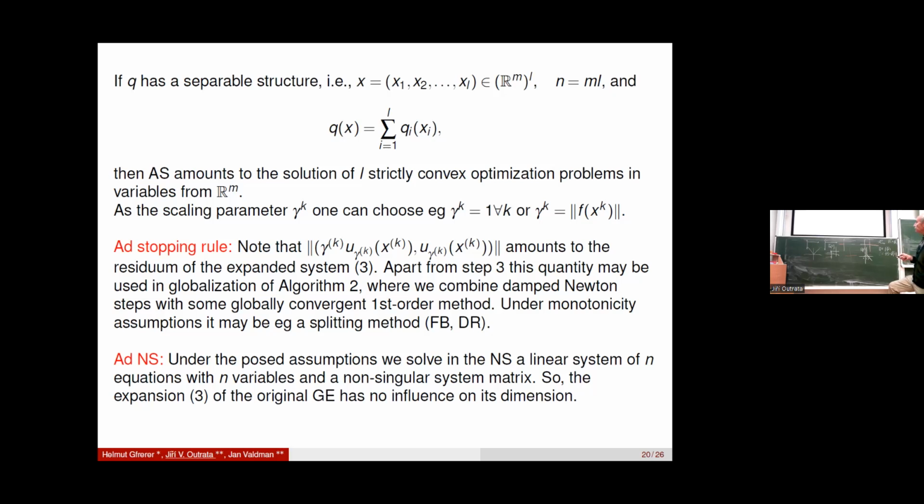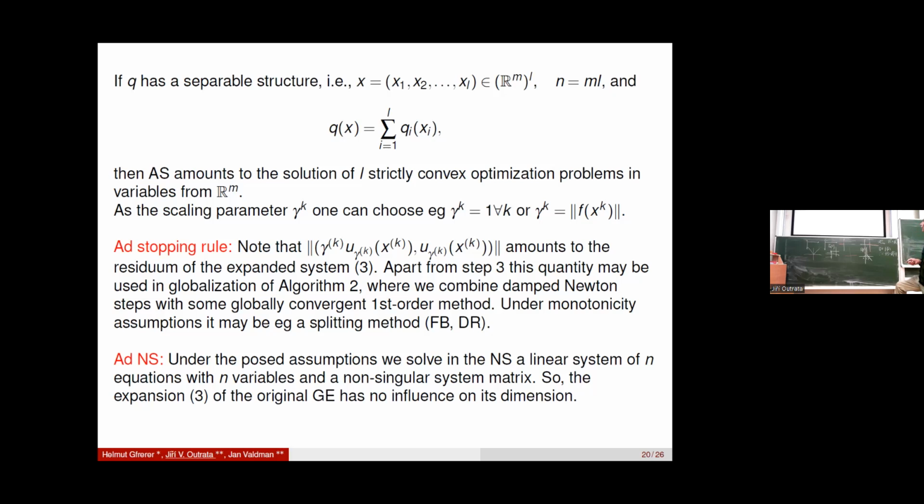And concerning the stopping rule, it is important to see that this term, whose norm we compute, amounts exactly to the residuum of our generalized equation. So it's actually beautiful. We have the residuum at our disposal, and it can be used not only as a stopping criterion, but if we think about the globalization of this method, it would be a merit function, etc., for damping. This is a useful situation.